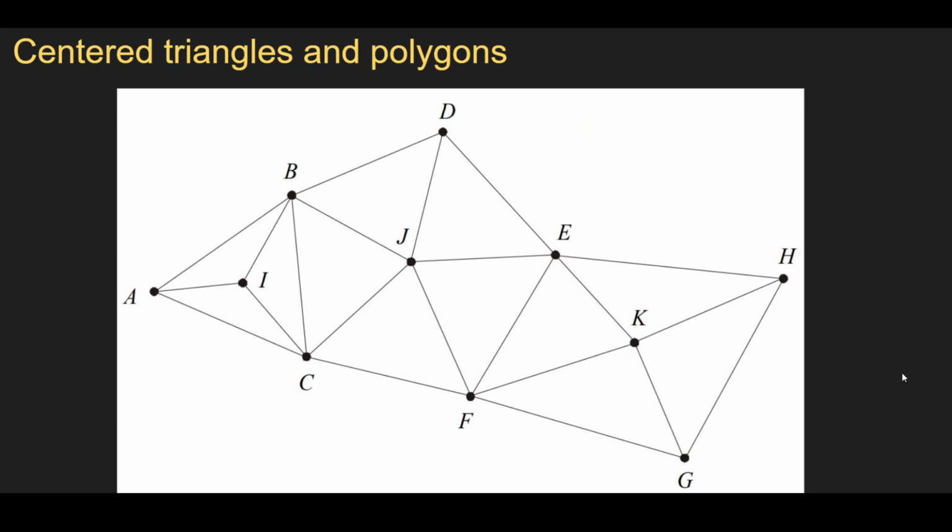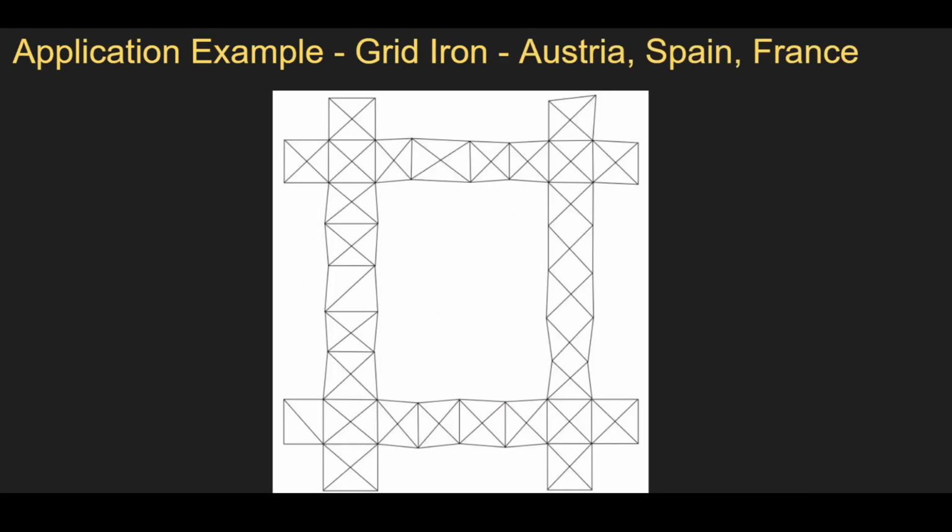Okay, we have centered triangles and polygons. This is how it looks like. We have a triangle here, ABC, with a center station of I. Then a pentagon, and also a quadrilateral here with a center of K. For an application example, we have here the grid. It's called the gridiron. It's used in Austria, Spain, and France.